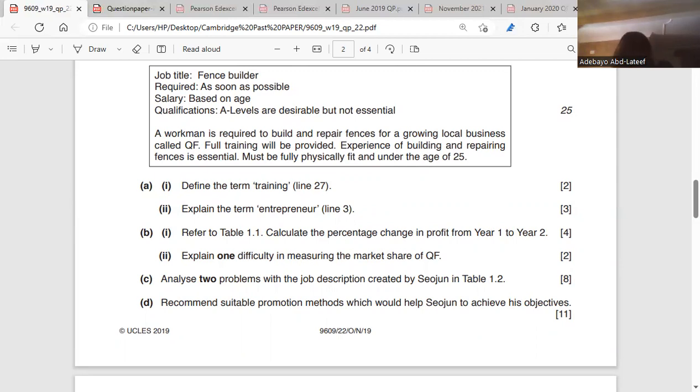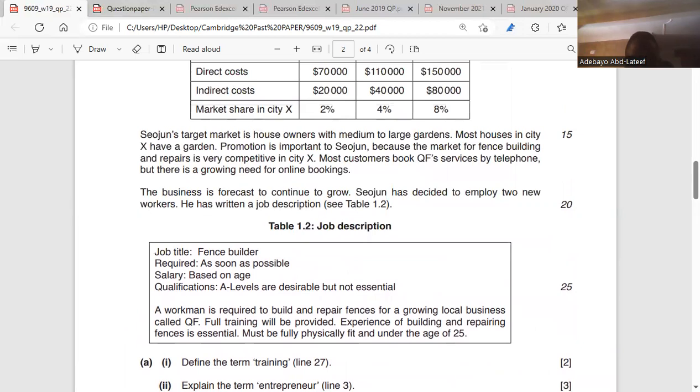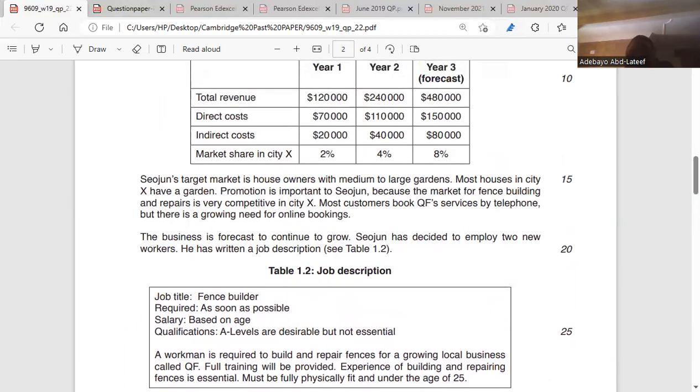That's the first point. And the second point I make is that the market itself, look at what they said here. They said the market for fence building and repairs is very competitive. Most customers book QF services by telephone, but there's a growing need for online booking. So the market itself is competitive, and as a result of that, QF needs to understand the changes in patterns at this present time. So QF's idea of the market might be outdated. Yeah. Do you get the point? Yes. Okay.